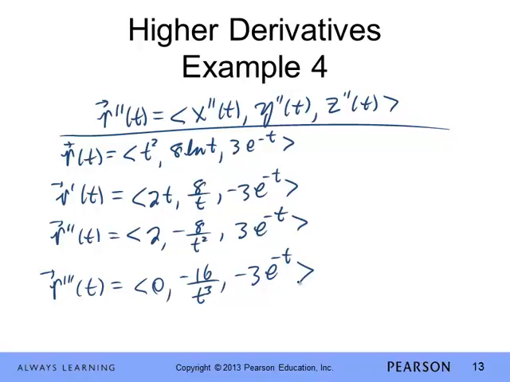Now, I wrote this down incorrectly, didn't I? This was supposed to be minus 2t. That's okay. You know how to calculate derivatives.